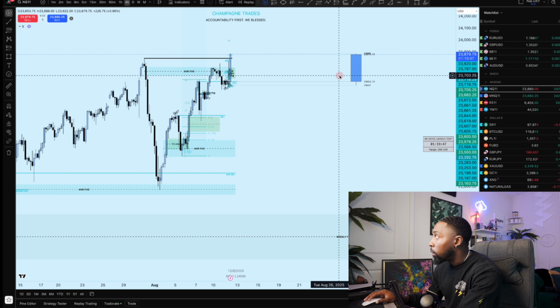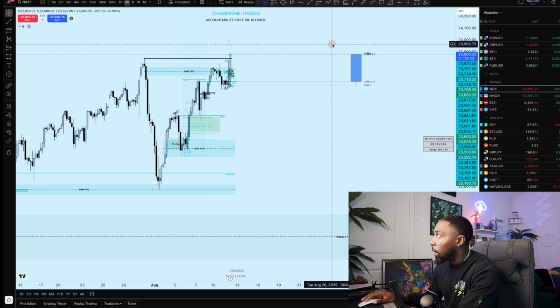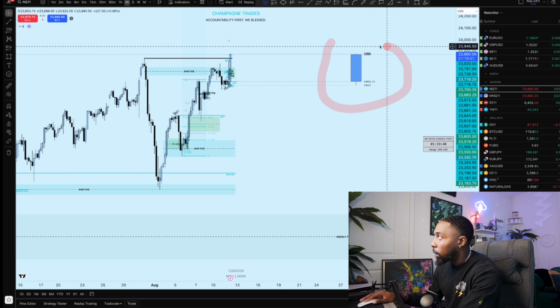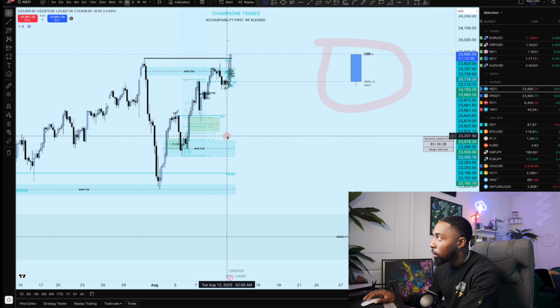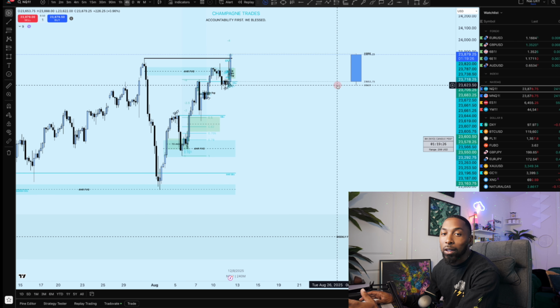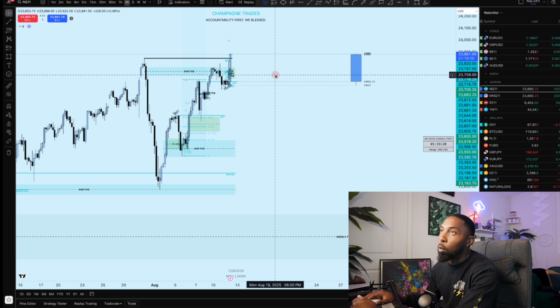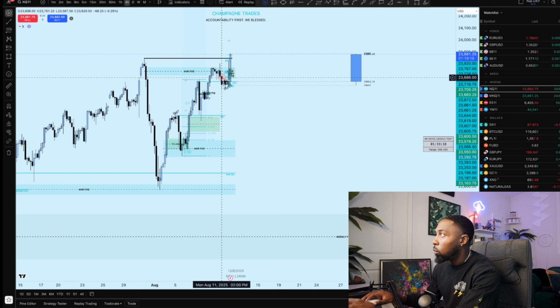We also have the most important aspect of the Champagne model, which is the daily or the 4-hour candle. This right now is a 4-hour candle, but the daily candle was bullish too. It's important because if you're in line with the daily candle or the 4-hour candle after 10 a.m., the power of threes distribution, you're going to get a lot of momentum behind your trade. So let me explain to you what I mean.